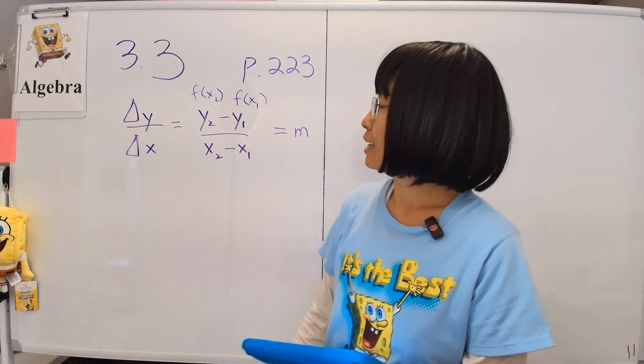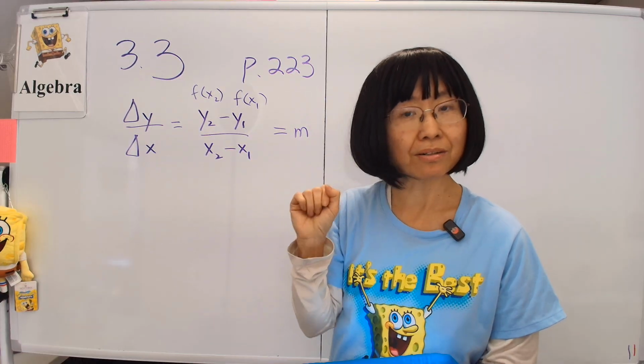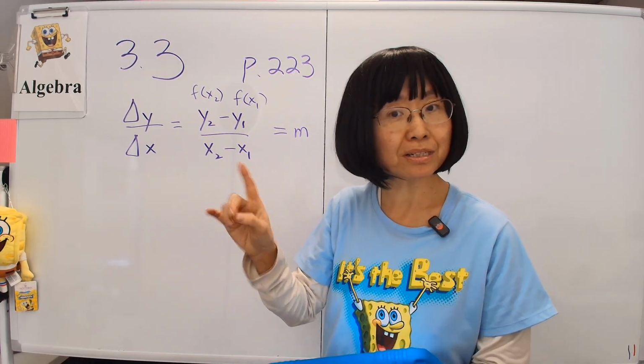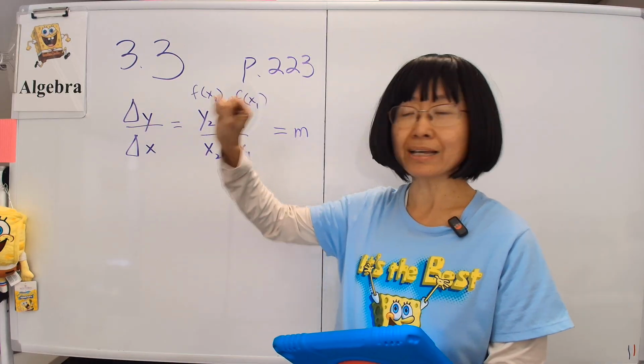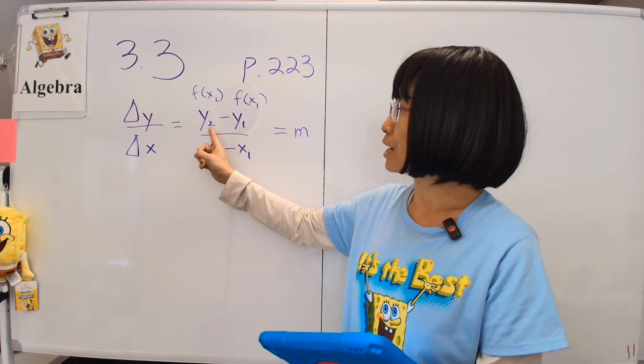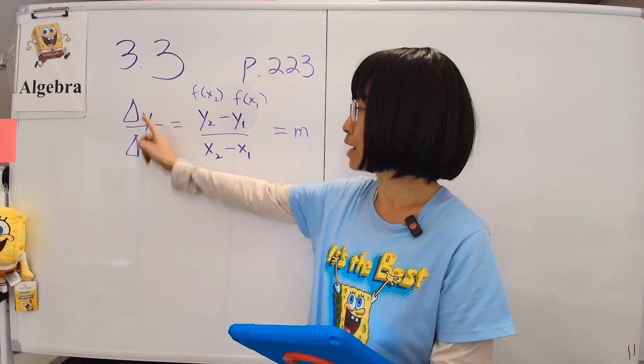Delta y is one symbol together. Okay, it's like Mr. Smith, two words, one guy. So delta y is one symbol. It means the change of y. That is, you subtract y1 from y2: y2 minus y1 equals delta y.